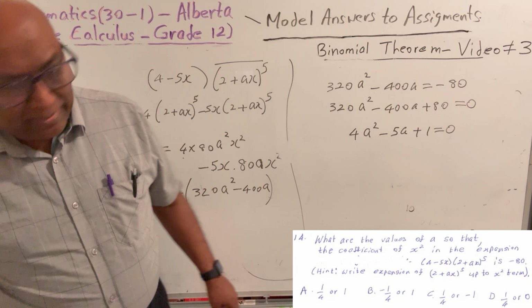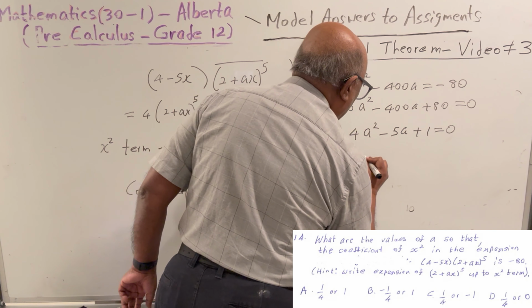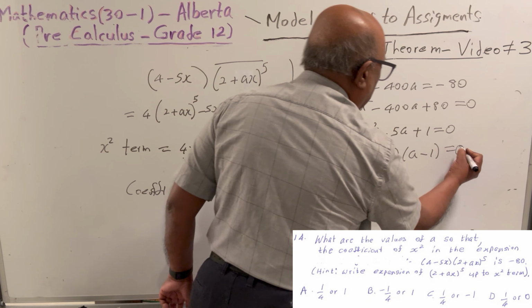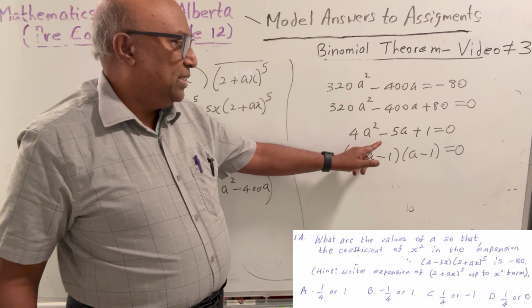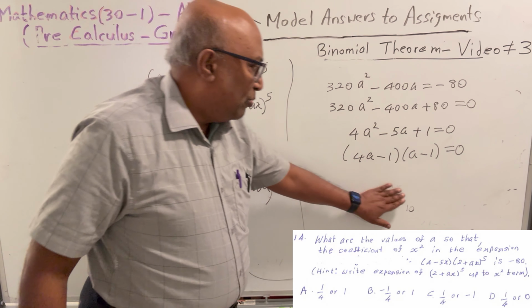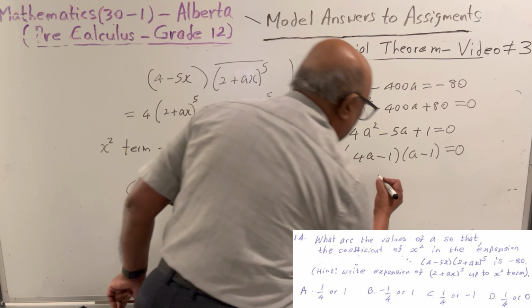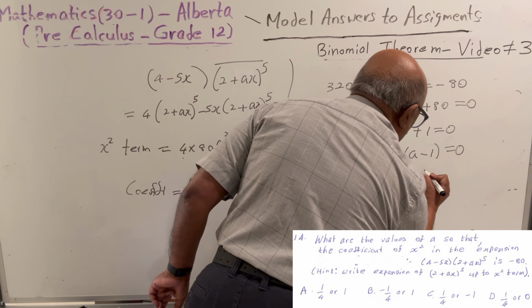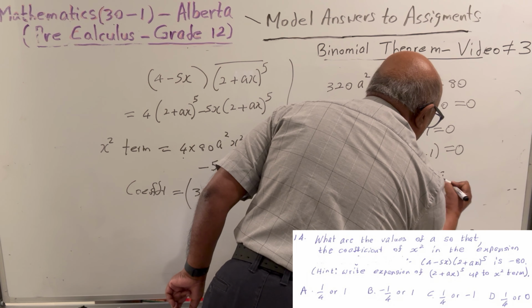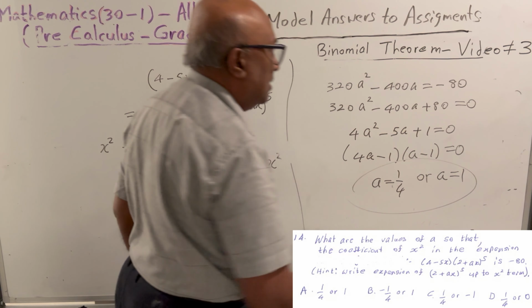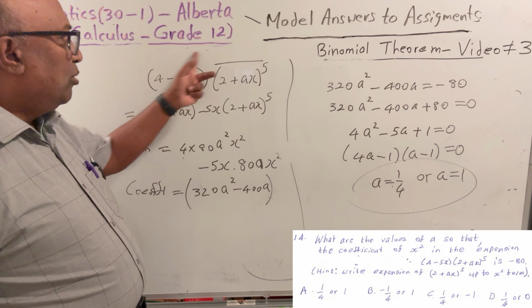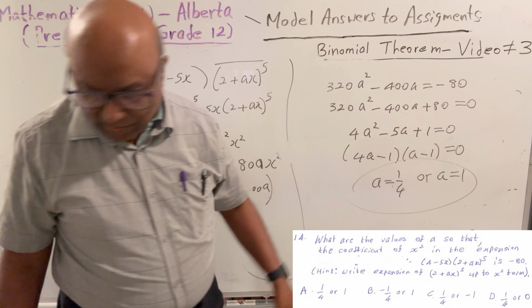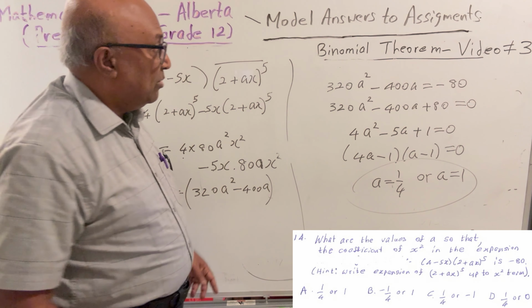Okay, let's try to factor this. (4a minus 1)(a minus 1) equals 0. Try to follow the decomposition procedure, then you are getting these factors. Now by setting these to 0, you are getting 2 values. That means a is equal to 1/4 and a is equal to 1. This is the answer. If the overall coefficient of x squared is equal to minus 80, this is the value of a. The answer is answer number A.